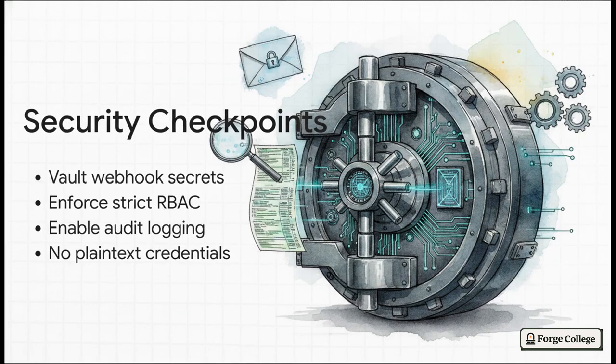Now you've built this beautifully automated machine, but just as we emphasize across all the advanced courses here at Forge College, security is never an afterthought. You've got to put a padlock on it. First, keep all those webhook secrets and API keys tightly vaulted, no exceptions. Second, enforce strict role-based access control, or RBAC, so only authorized folks can tweak your alert thresholds. Third, enable immutable audit logging. You always want a forensic trail of who changed what rule and when they did it. And please, for the love of all things Web3, avoid checking plaintext credentials into your source code repository. That's just inviting hackers to the party, and trust me, you don't want them there.